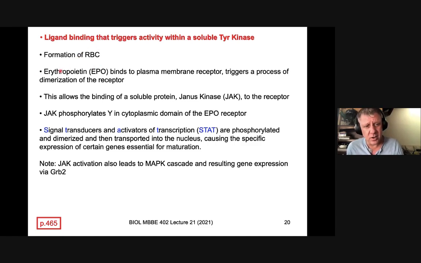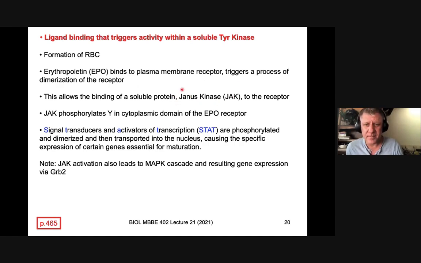It basically utilizes an erythropoietin, you might have heard it as EPO, and this particular protein is a plasma membrane protein and basically triggers off the whole complex by forming a dimerization. And once we have this soluble protein binding, we then produce what we call a Janus molecule.